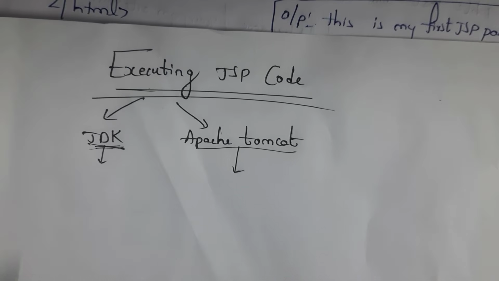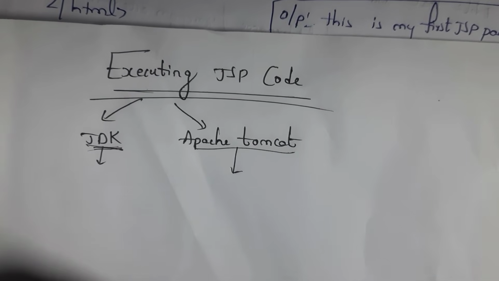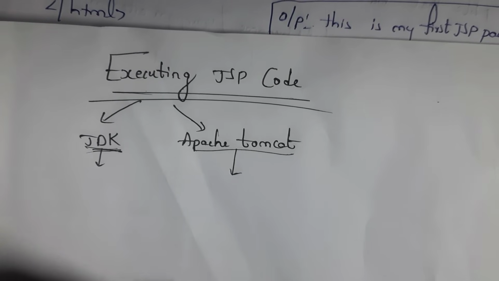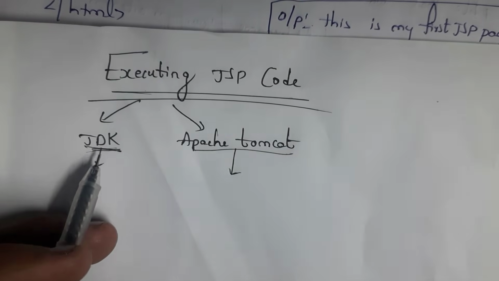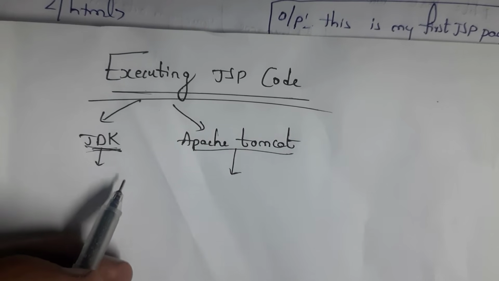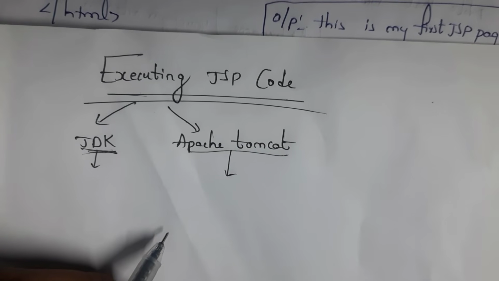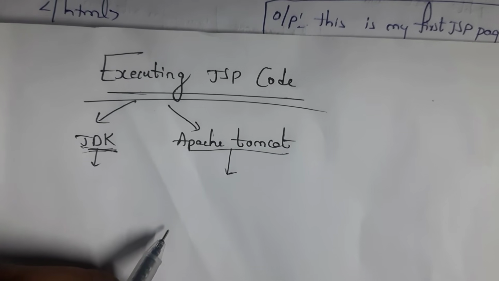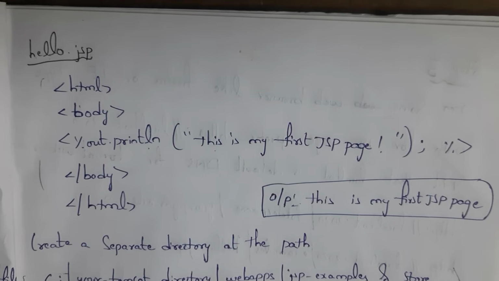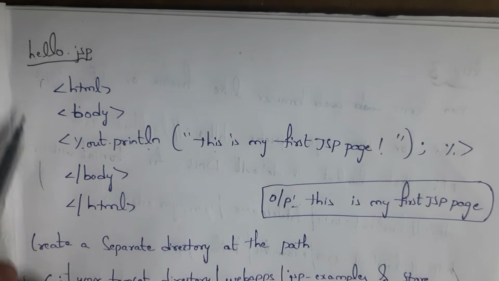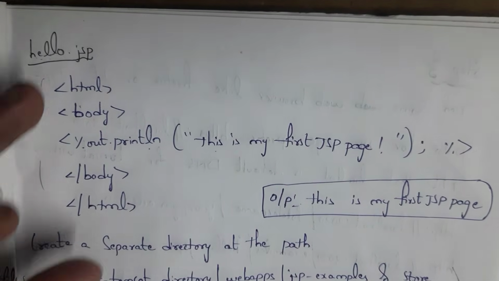Next topic is executing JSP code. In order to run our JSP program in the system, we need two softwares. First one is JDK, that is Java Development Kit, and next one is Apache Tomcat Server. We need to install these two softwares in our system. This is the JSP program which I have written, and I am naming it hello.jsp, and you need to save this file.